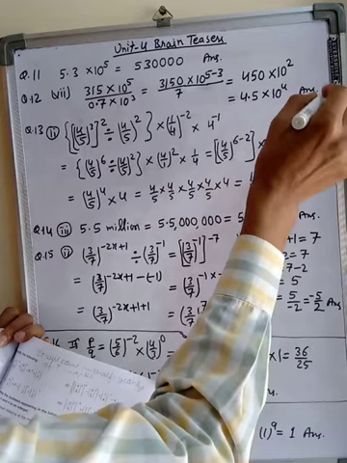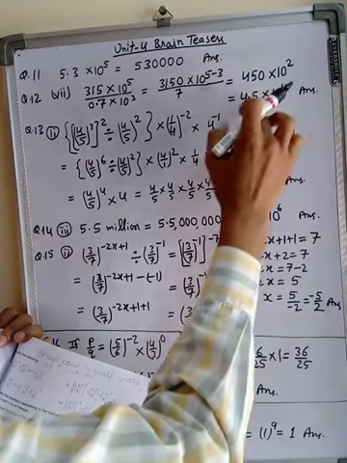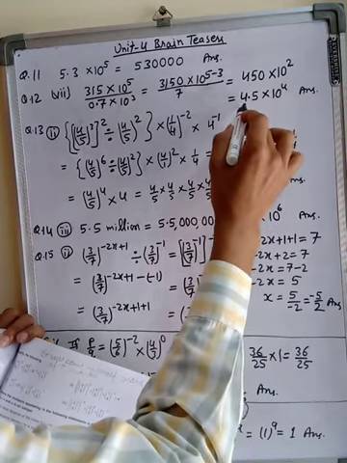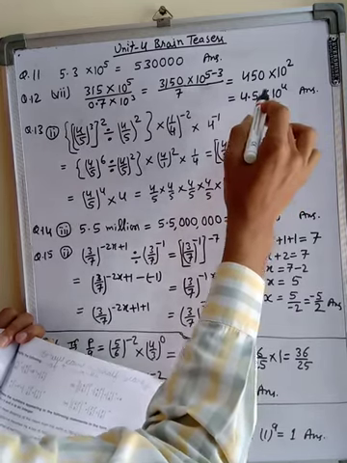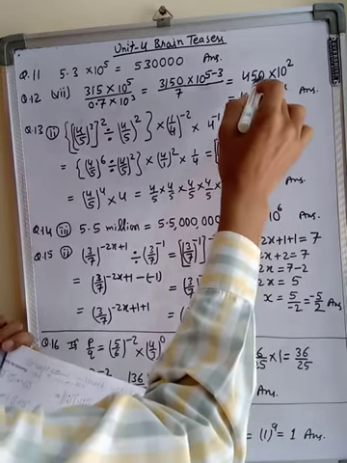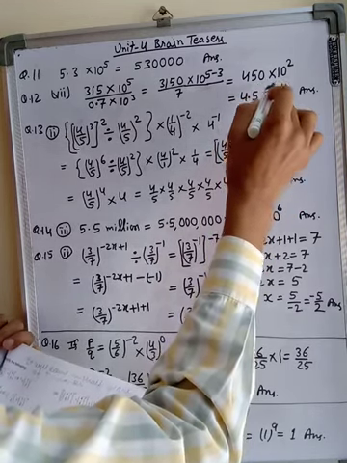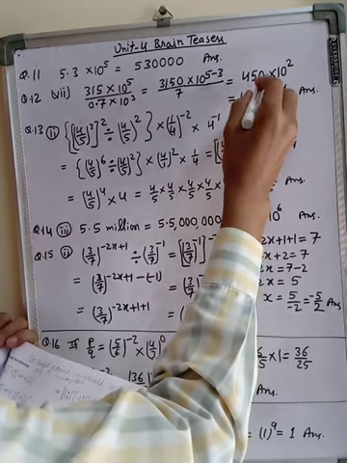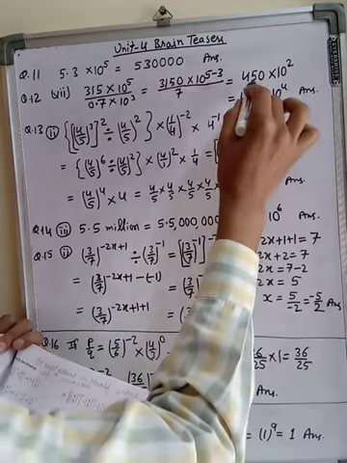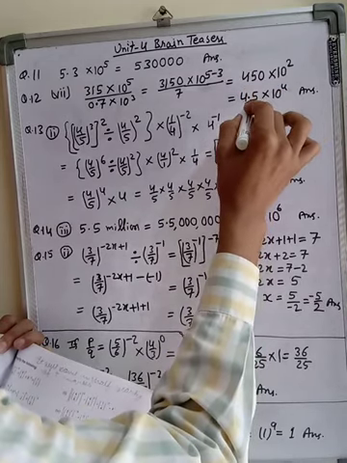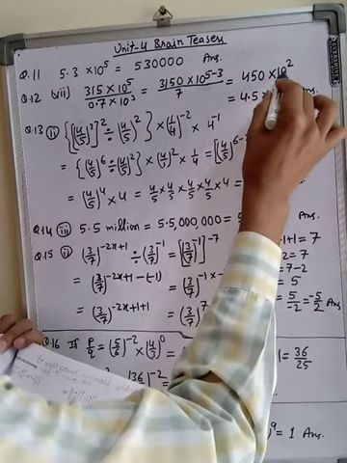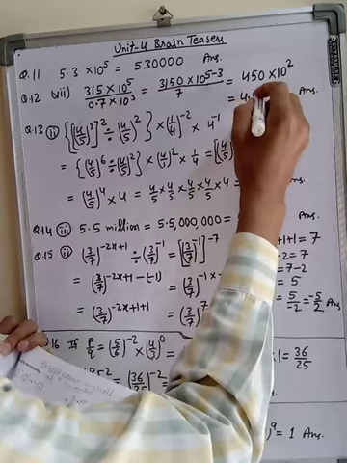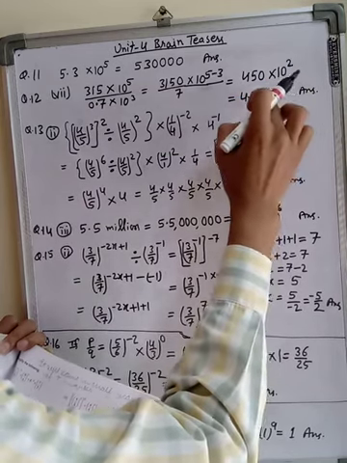K into 10 to the power n form means the value of k should be 1 or more than 1 but less than 10. So 450 is more than that. So we will remove 2 places and bring the decimal here. So this power 2 will become power 4, because these 2 places will come here.